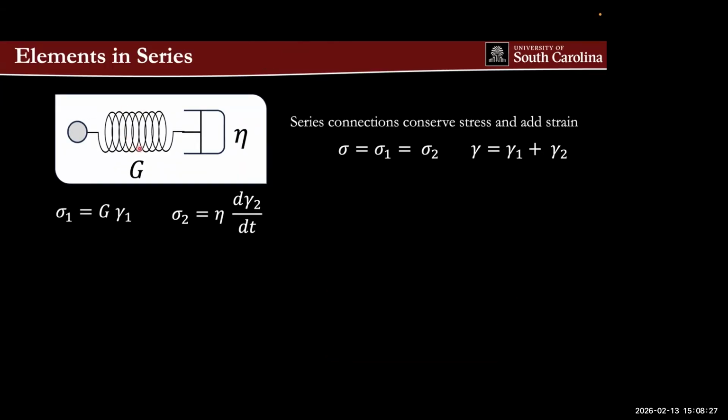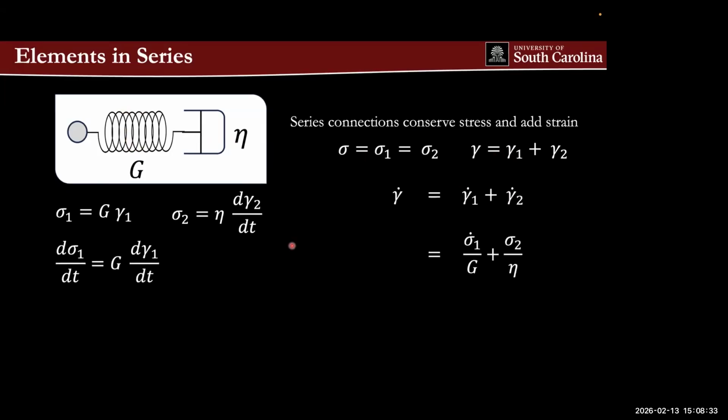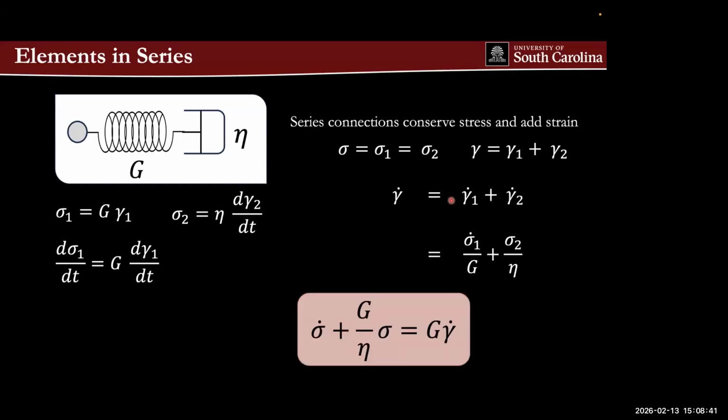When you're in series, now the stresses are the ones that are conserved and the strains are additive. So we just play the same game. We just need to add the strains, and since one of them has the strain rate, I need to add both as derivatives. And now we have the second viscoelastic model, and that's the Maxwell model.